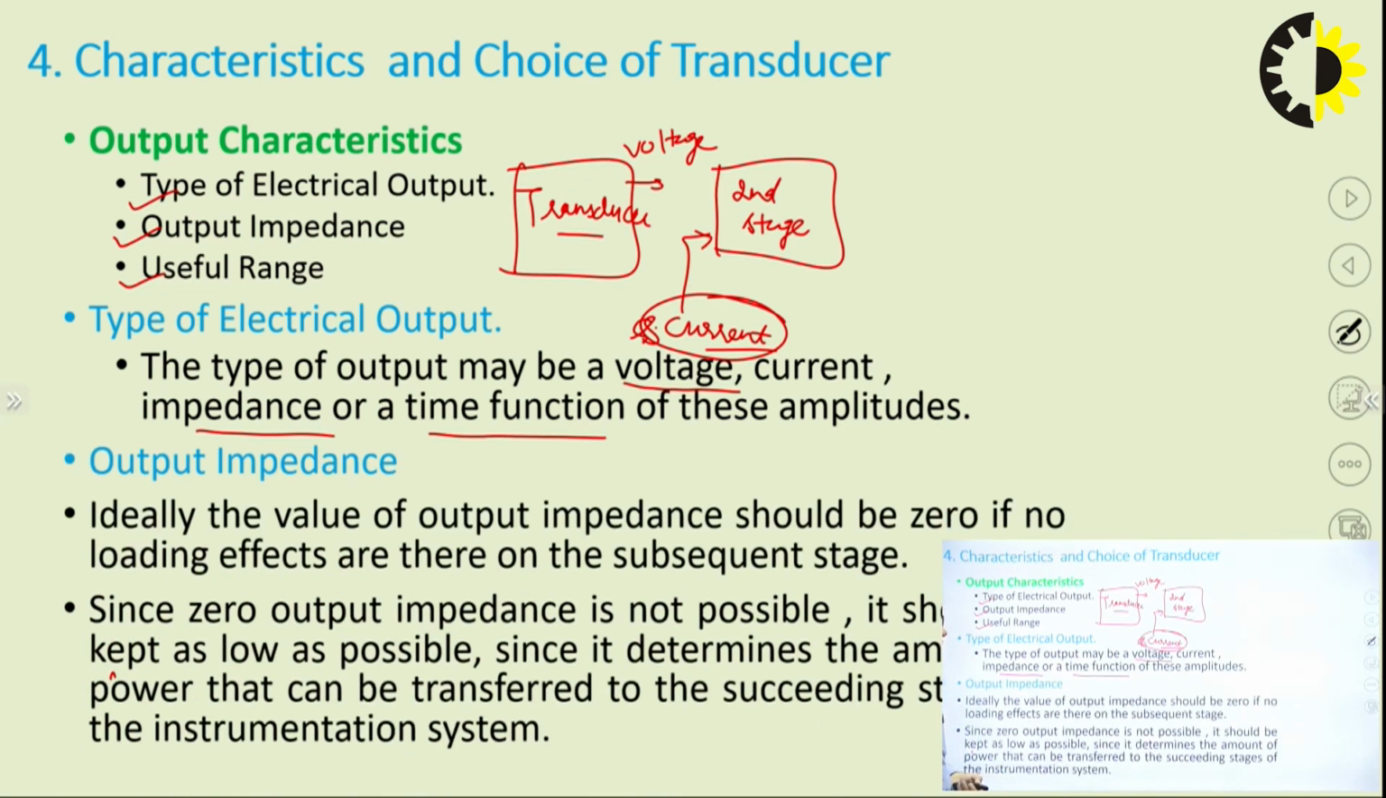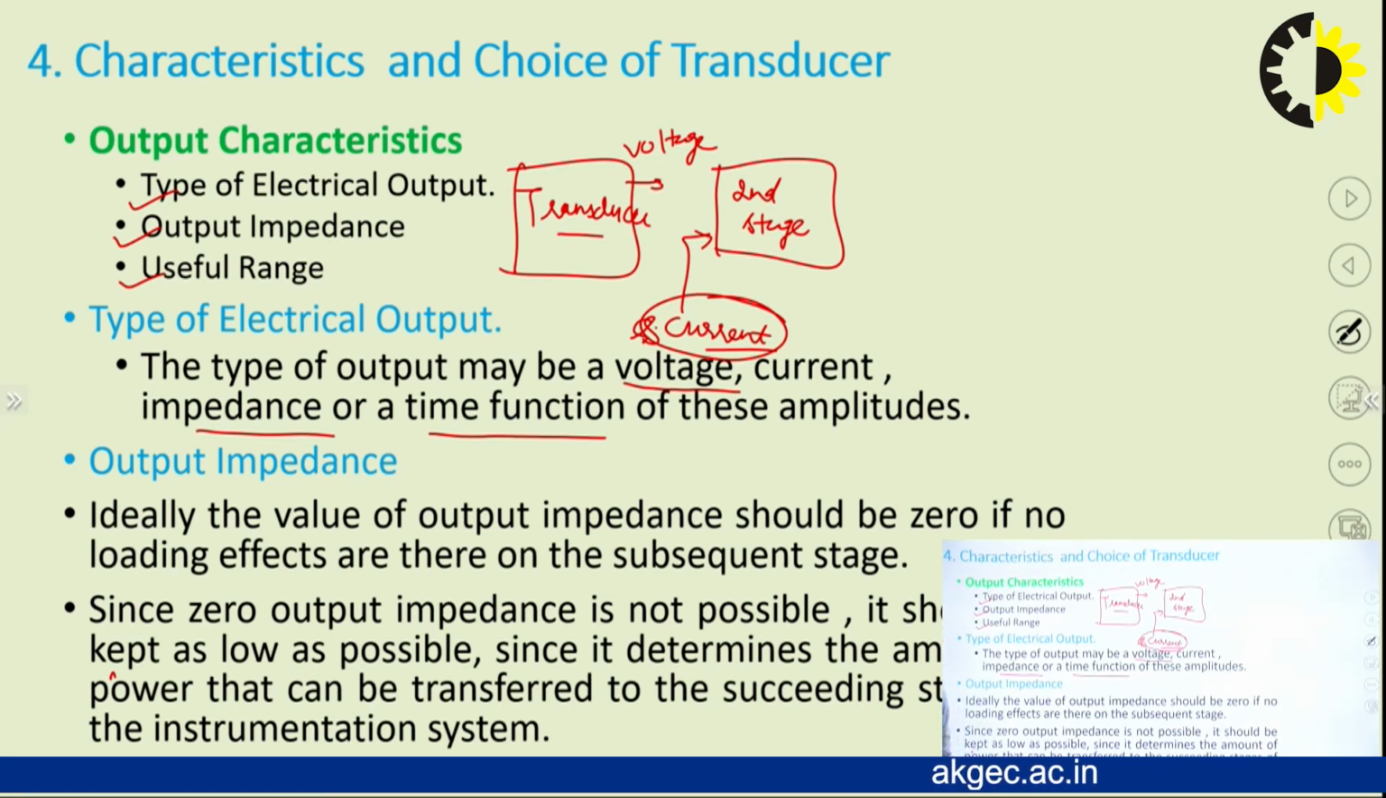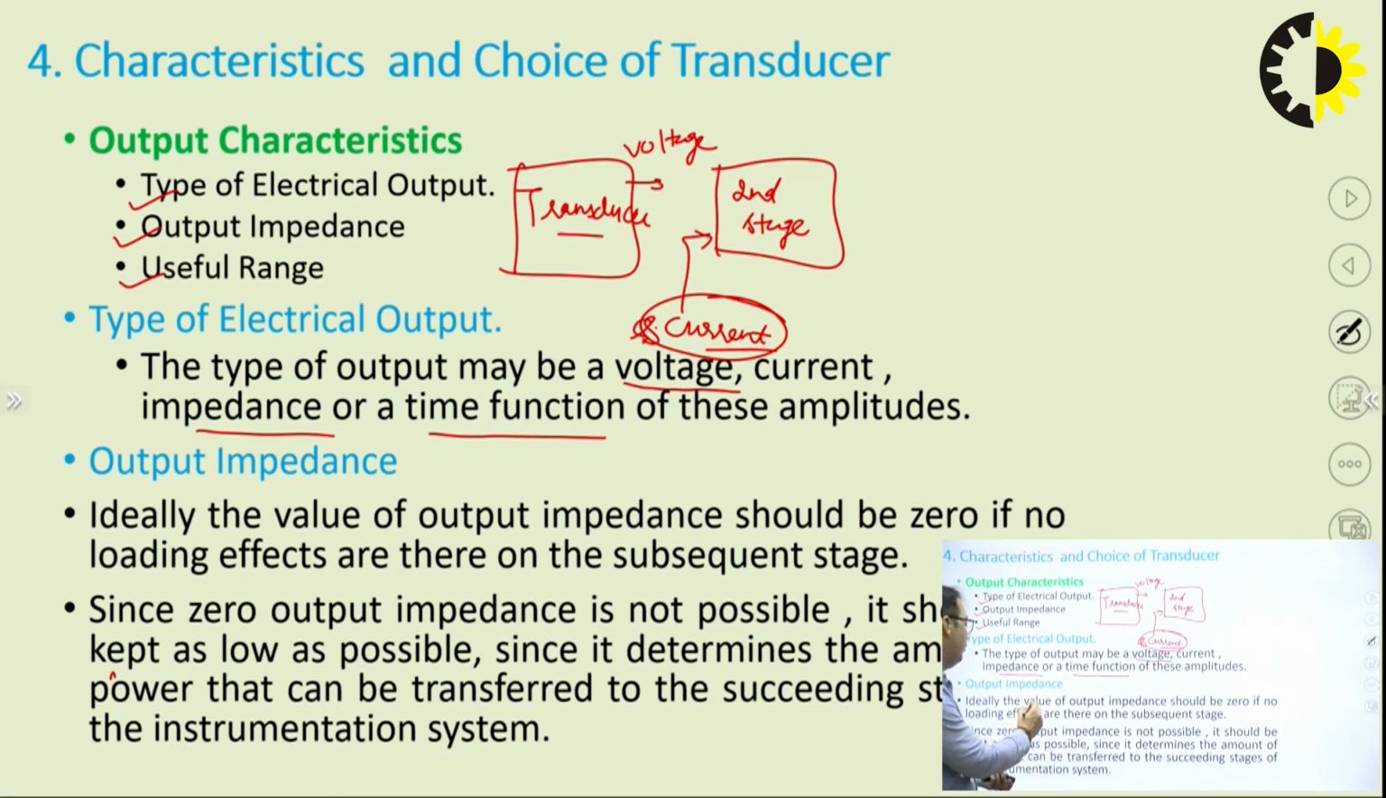And second is output impedance. Like input impedance, which should ideally be infinite, in the same way the output impedance should ideally be 0, so that we can minimize the loading effect as much as possible. Zero output impedance means that we can transfer the maximum amount of power or energy to the subsequent stage of that particular instrumentation system.